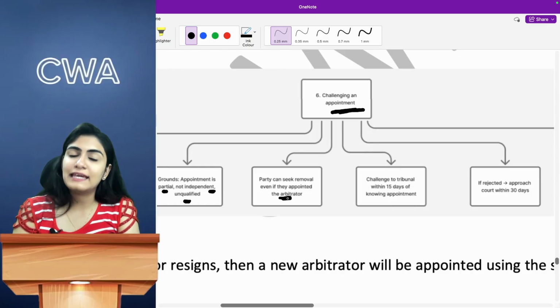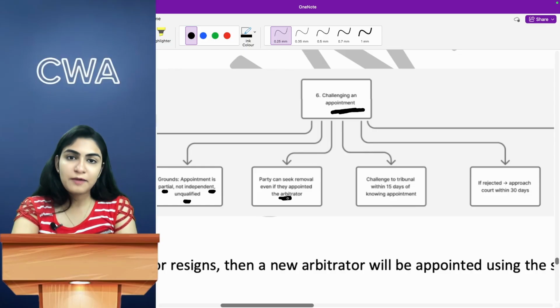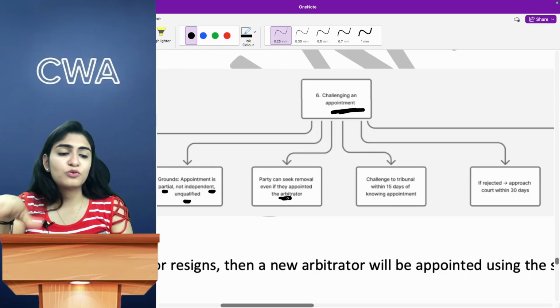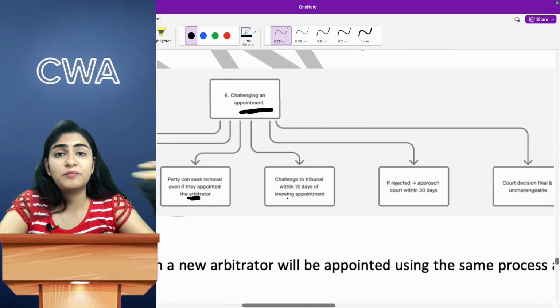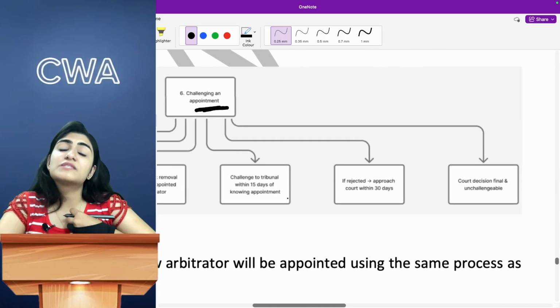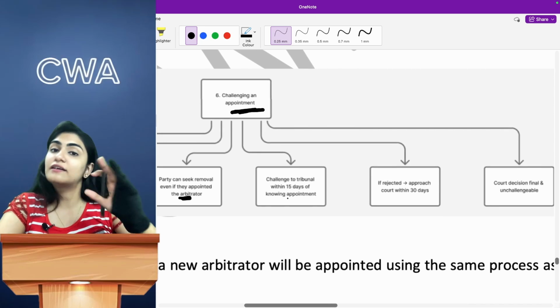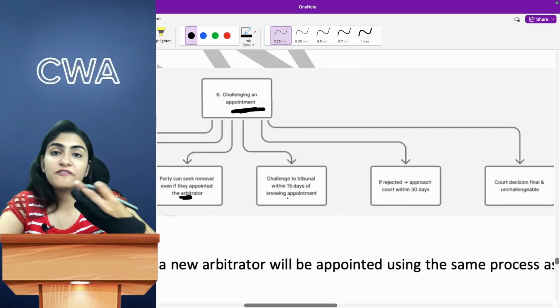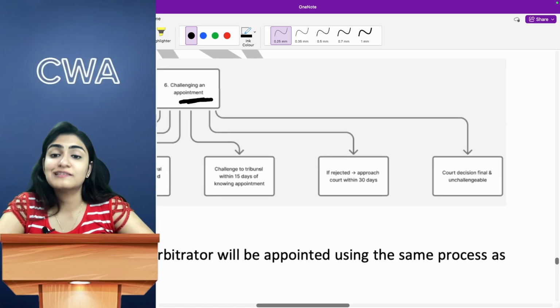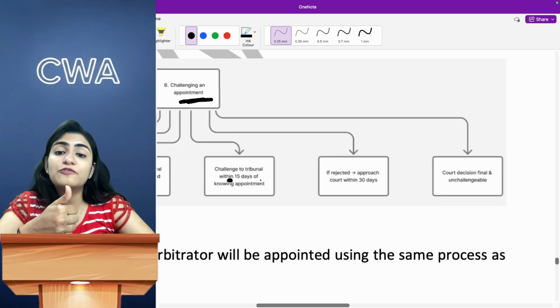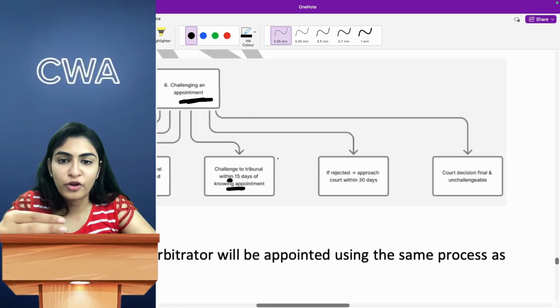So, in that case, Mr. X can say that I don't want this particular arbitrator, I want to challenge the appointment. Meaning, even if he himself has appointed an arbitrator, he can challenge the appointment, even though I have appointed this particular person. Challenge to the tribunal must be made within 15 days of knowing the appointment.